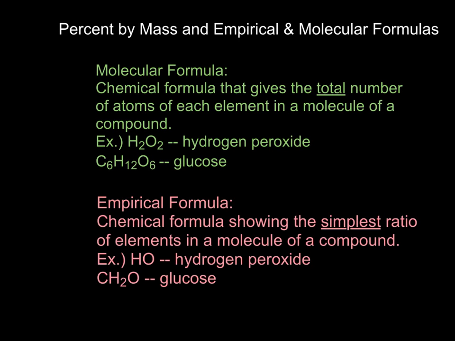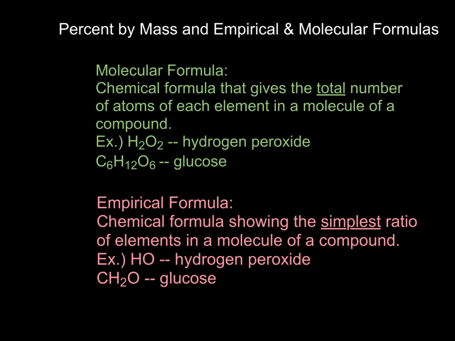compound glucose. Our empirical formula, on the other hand, is a chemical formula that shows the simplest ratio of elements in a molecule of a compound. So for example, our hydrogen peroxide, we can actually simplify down to HO. And our glucose, we can simplify down to CH2O. Because when I look at my hydrogen peroxide up here, it's a 1-to-1 ratio. For every 1 hydrogen, I have 1 oxygen. So I can simplify that down to just be HO.